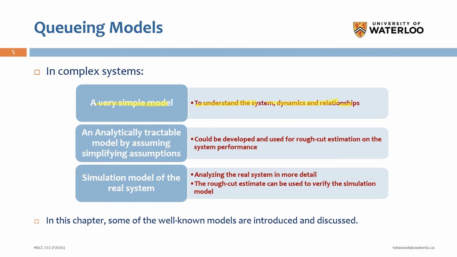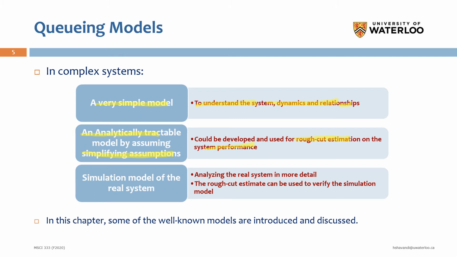Yeah, usually we start from a very simple model as a toy model, let's say, for an actual system, and then by understanding that, we extend that toy model to be so close to the actual system. Okay, so we can consider some simplifying assumptions, and then we can provide a model that is analytically tractable, so we can use the mathematical models of queuing theory.